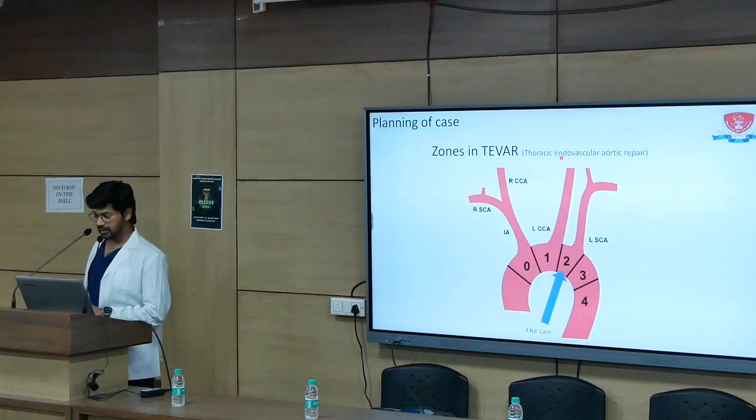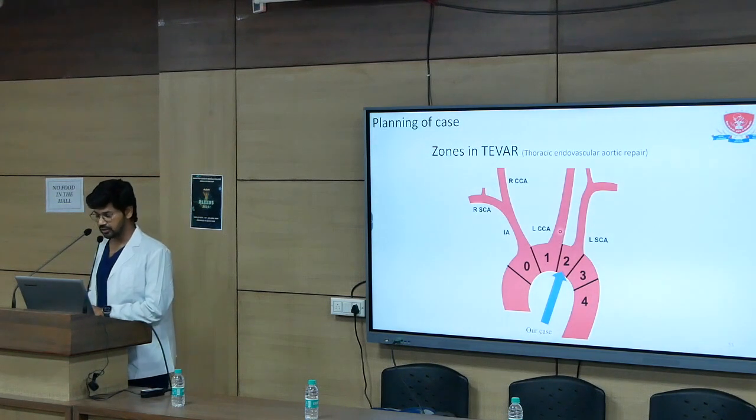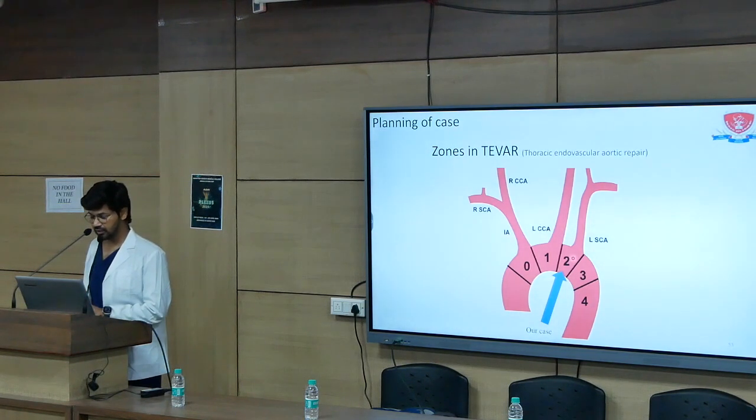For planning, the distribution of the landing zone of the TEVAR is very important, according to which we strategize and execute our plan for how to proceed further with the placement of the device in the particular zone. In our case, it was zone 2. If the case comes under zone 0 and zone 1, we will be doing the debranching procedure.